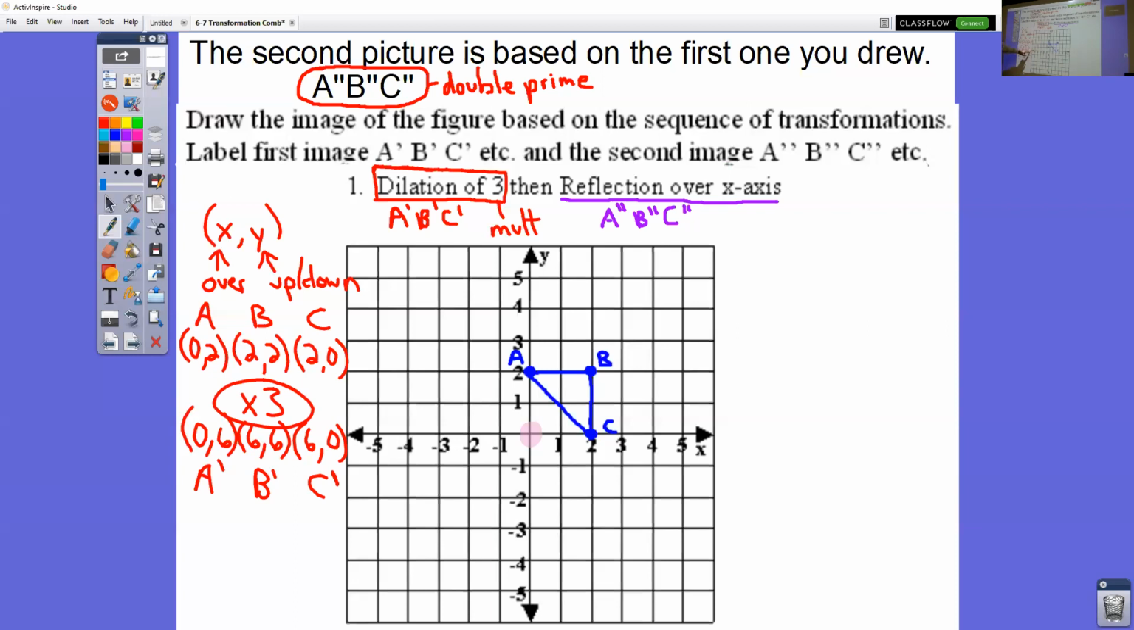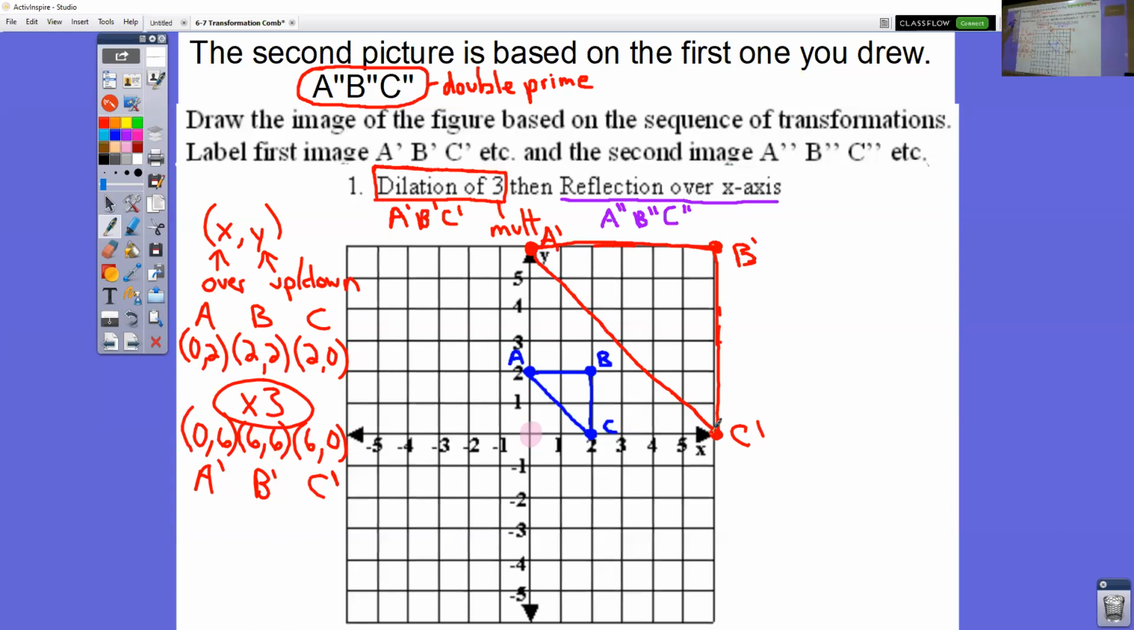So for C prime, 2, 0 turned into 6, 0 when I multiplied by 3, because that's what my dilation says to do. So now I'm going to graph these 3 points. 0, 6: over 0, up to 6. This is A prime. 6, 6: over to 6, up to 6. This is B prime. And 6, 0: over to 6, up to 0. This is C prime. I'm going to connect my dots to draw my new triangle. If my board would cooperate, I could do that. So connecting my dots to draw my new triangle. Our new triangle looks like that.